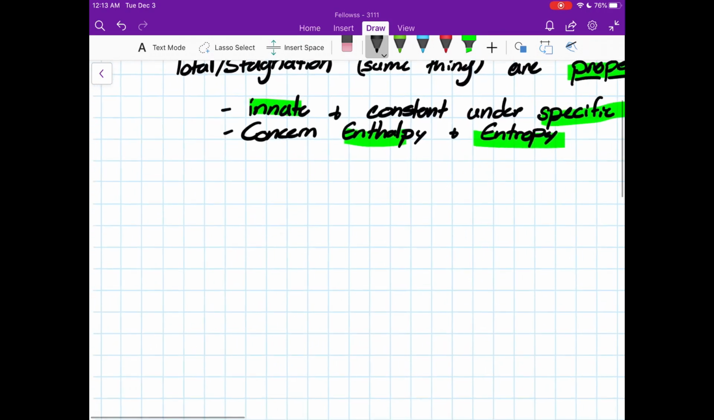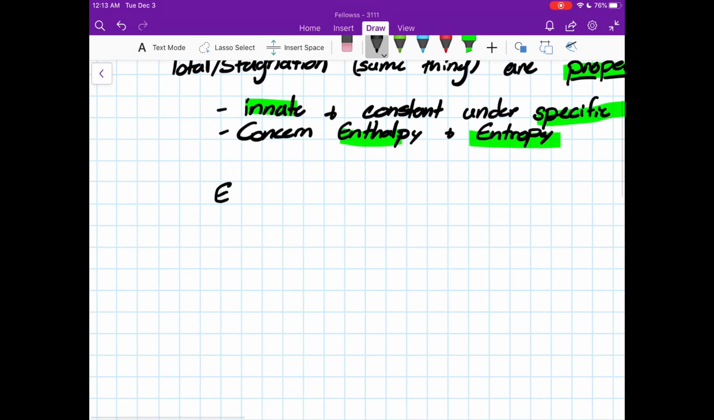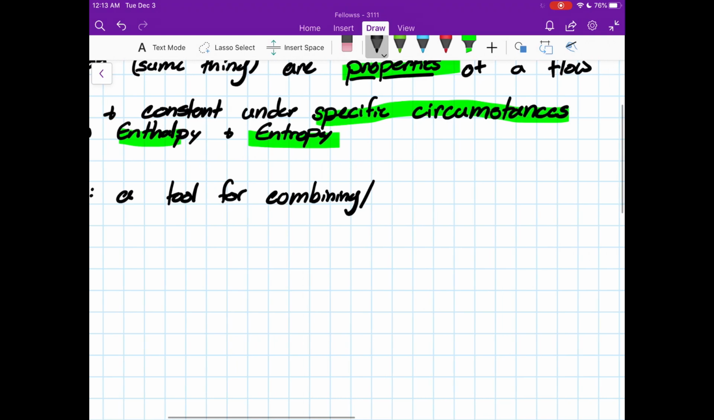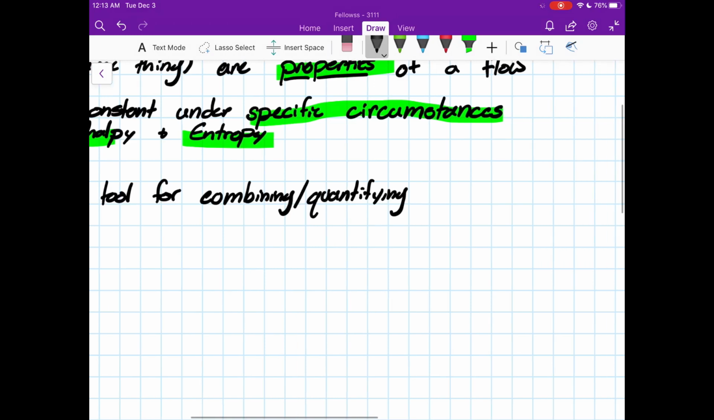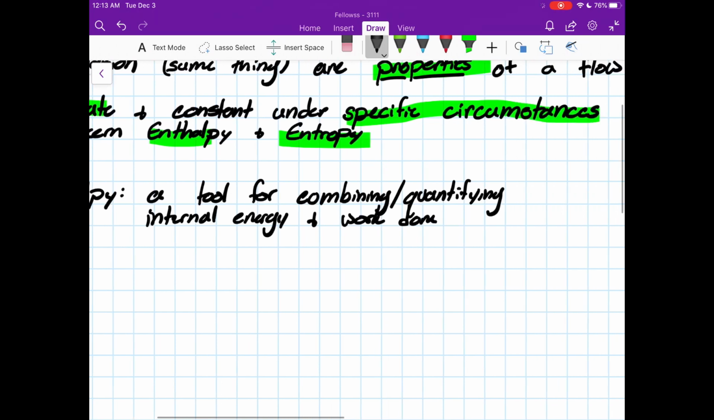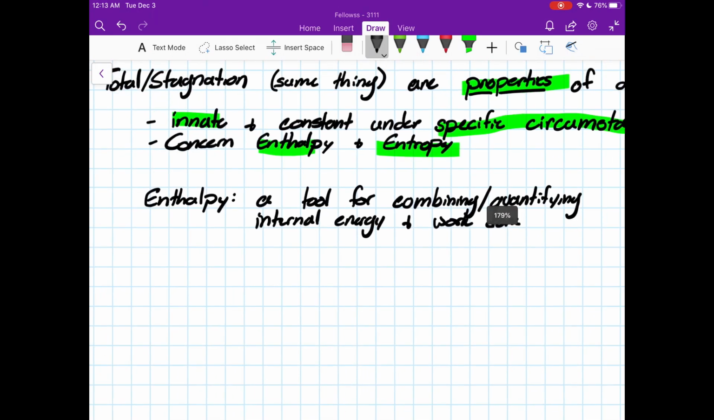So enthalpy, I have a nice little definition right here that maybe I've made up myself, and maybe I didn't. Who knows? Wrote these notes a while ago. So enthalpy I have is a tool for combining, quantifying the internal energy and work done on or by some system, right?